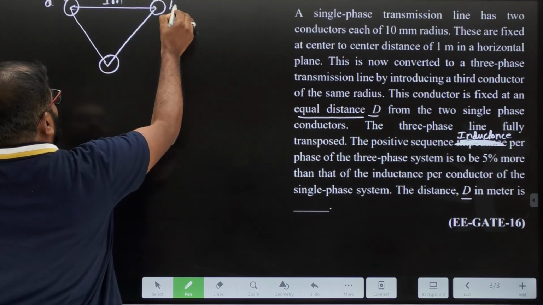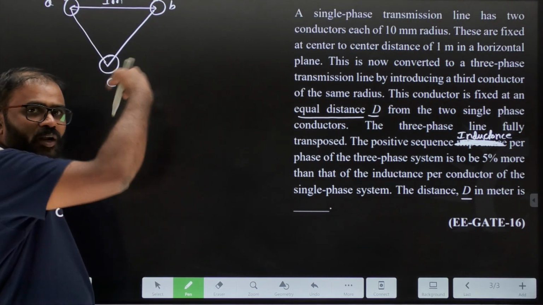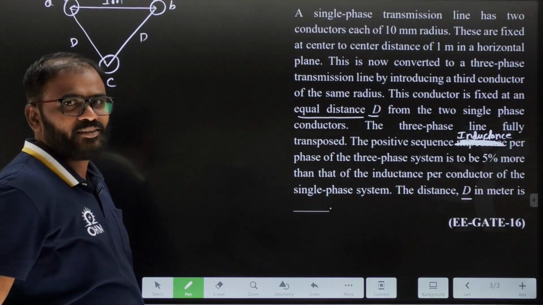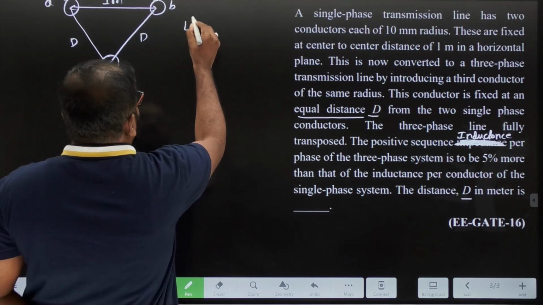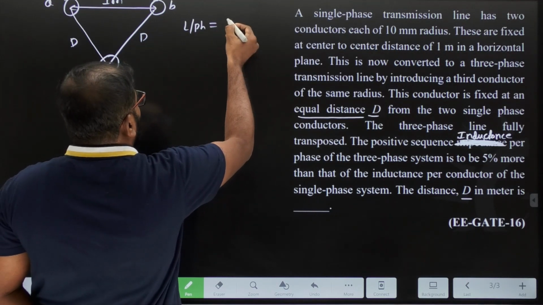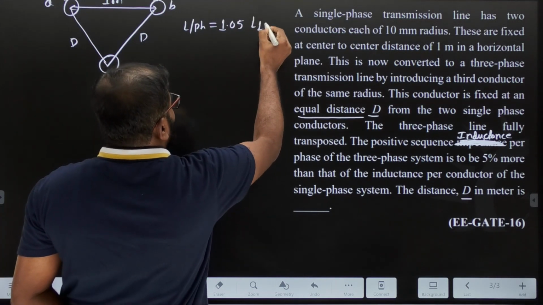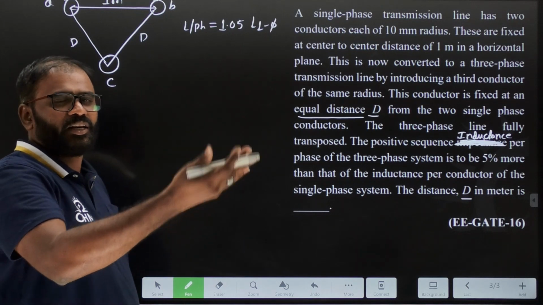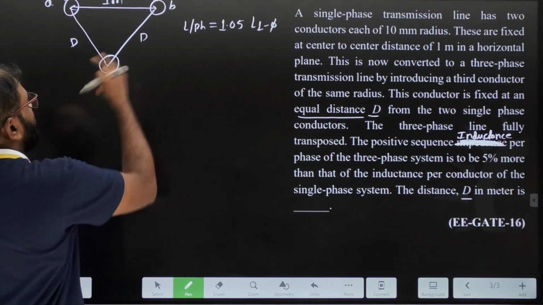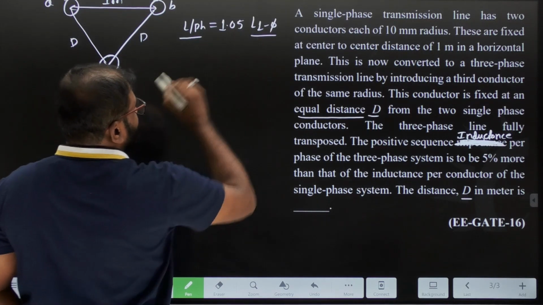Let's assume this is A, B, and now C. So after introducing a third conductor, we form a three-phase system, with distances D and D. This D is unknown, that we need to calculate. But what is the condition he has mentioned? The inductance per phase of a three-phase system is 5% more, that means 1.05 times the inductance per conductor of a single-phase transmission line. So what is the value of D? Now D is coming into picture here. Clear? But first we can calculate L single phase.